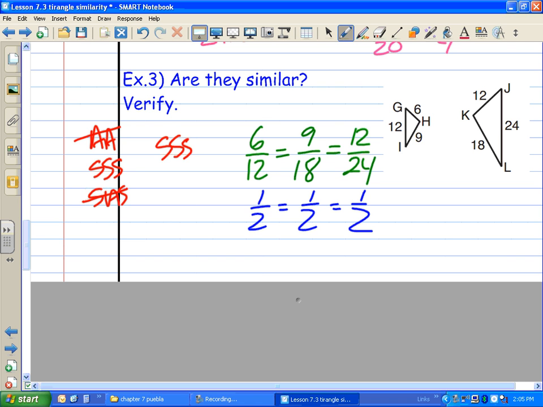Yep, they all have the same ratio. Therefore, I can say that these are similar because of side, side, side. And that's it. Let's move on. I think we have one more.